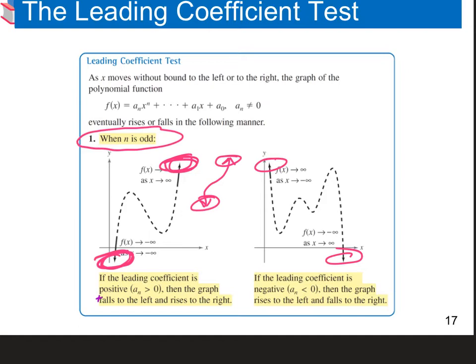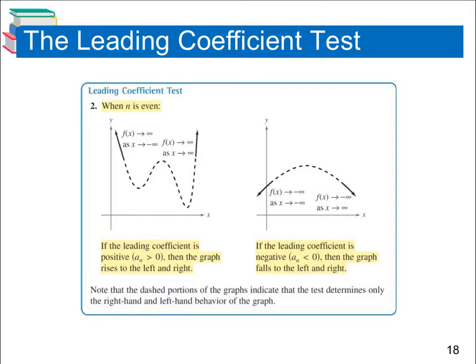If you have a negative leading coefficient, that means it's going to slope downwards. So on the left-hand side, your graph is rising. On the right-hand side, your graph is falling. Now, I know some of you are going, wait, what? Just give me a second. It'll make a little more sense. We'll do some examples. If I look at this next slide, this is easier.